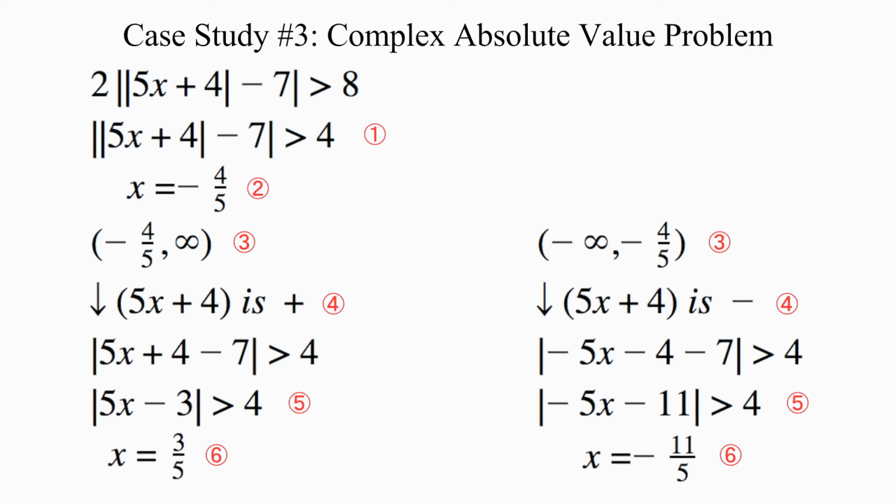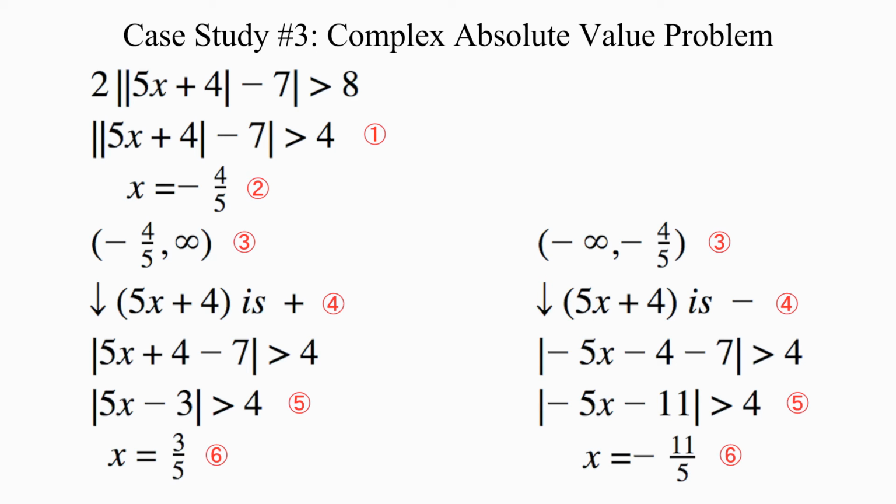So here's where it starts to get a little bit tricky. We do take that positive or negative value and substitute it back into the inequality. But once we simplify it down, we're left with 2 more absolute value inequalities. So we have the absolute value of 5x minus 3 is greater than 4 on the left, and the absolute value of negative 5x minus 11 is greater than 4 on the right.